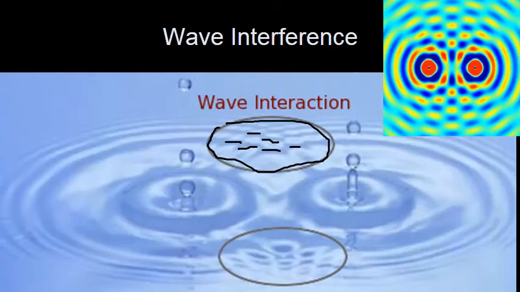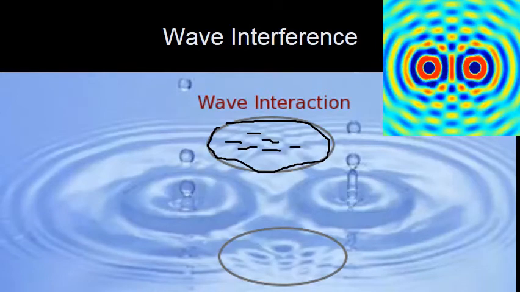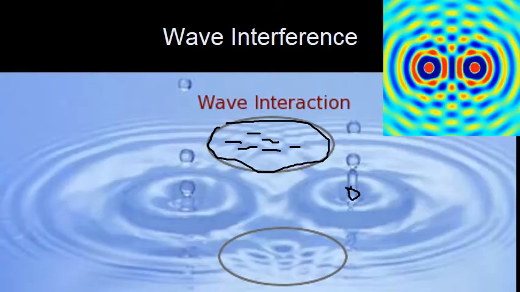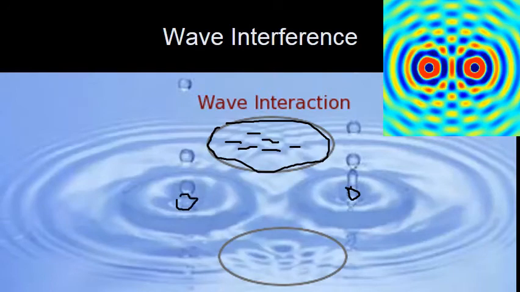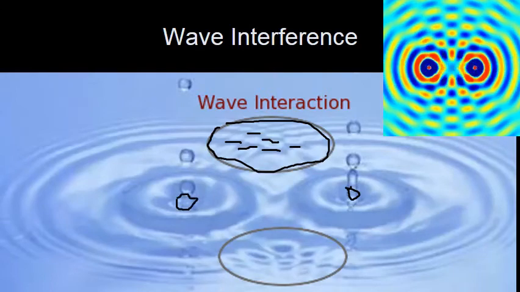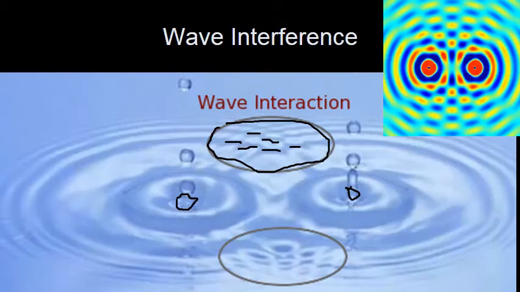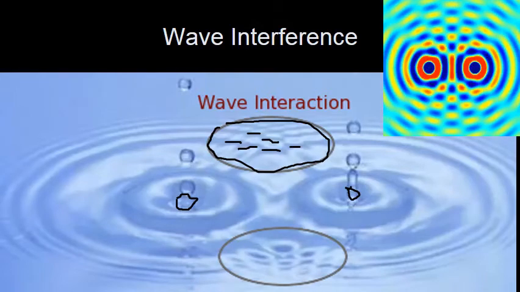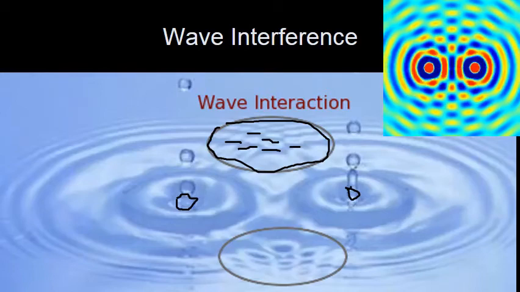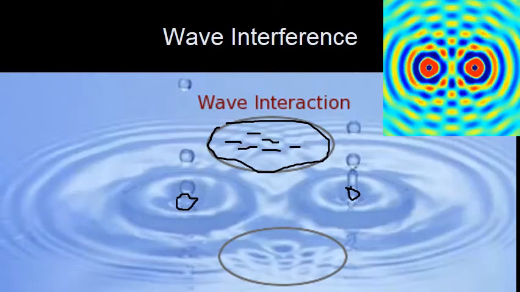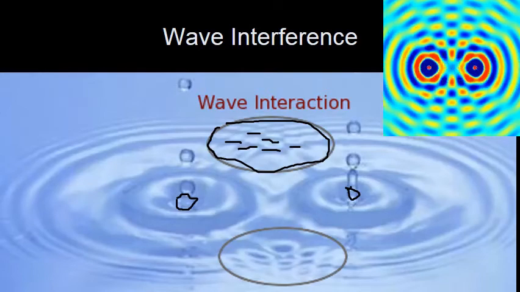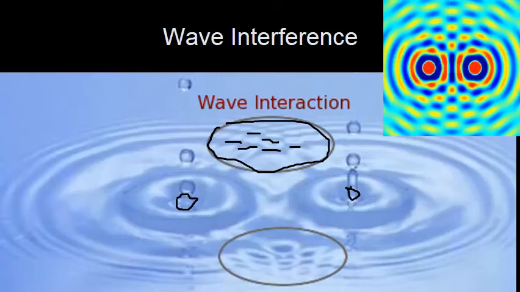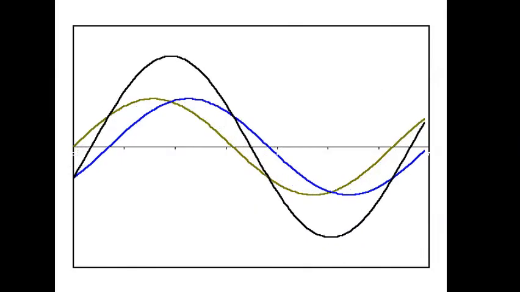That's where two waves, the waves from this drop here and the waves from this drop here, are overlapping each other. And you can see the same pattern in that nice little colorful animation up in the top right. You can see how these waves, when they run into each other, have an effect on each other, okay? So let's take a look at this here.